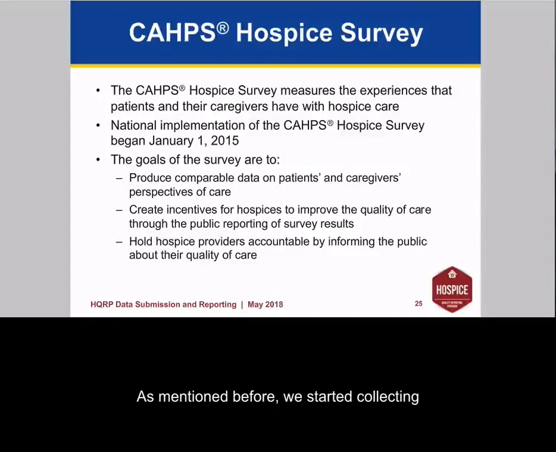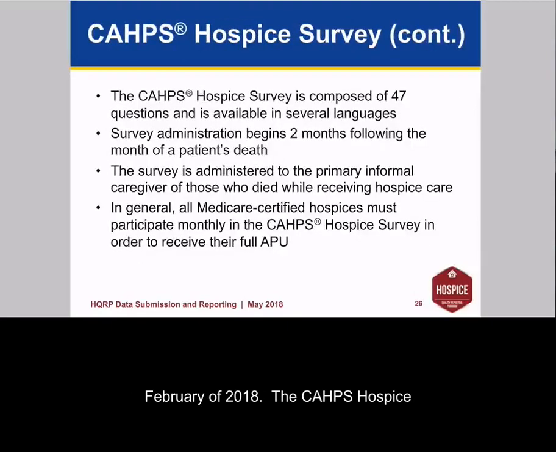As mentioned before, we started collecting data in January of 2015, and we did that with a one-quarter dry run. Survey results were first published on Hospice Compare in February of 2018.